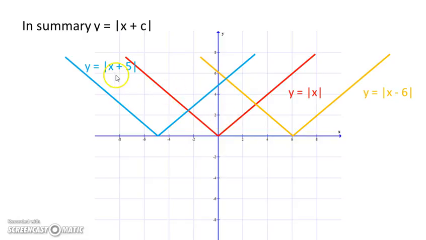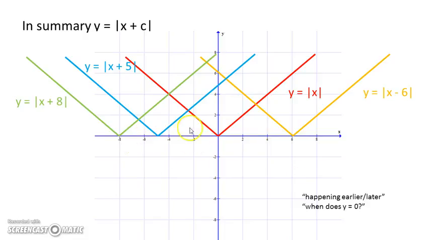Absolute value of x plus 5 is 5 to the left. X plus 8, 8 to the left. Okay, so you can think about it as, if you put plus 5, it's happening 5 units earlier. If you put minus 6, it's happening 6 units later.